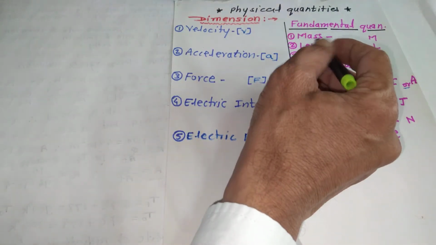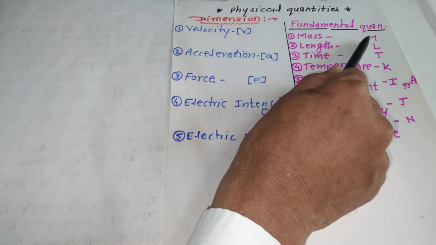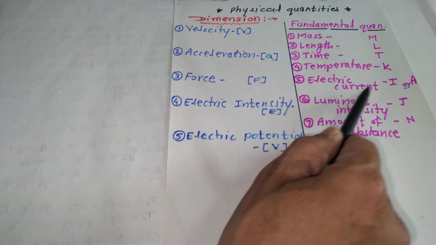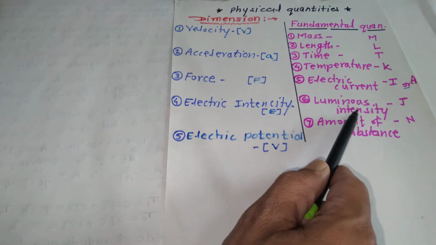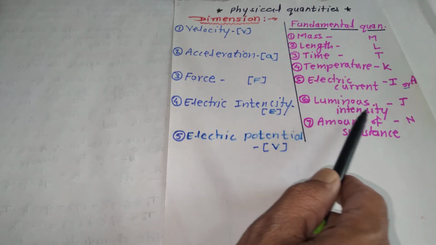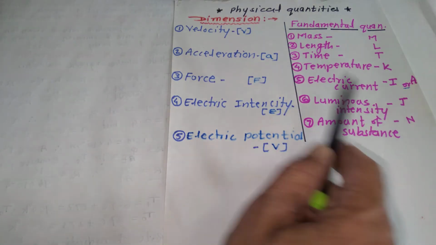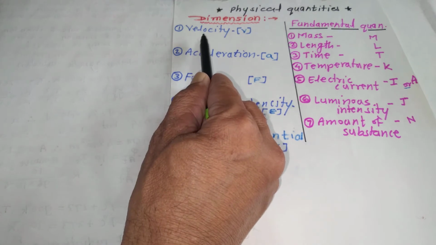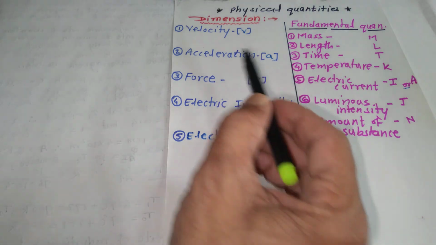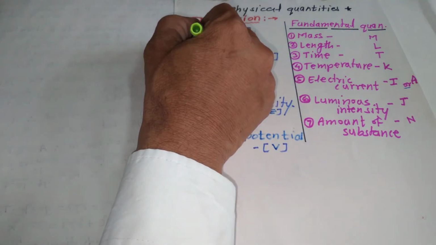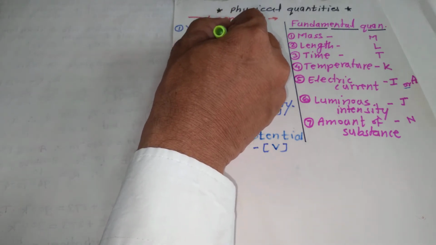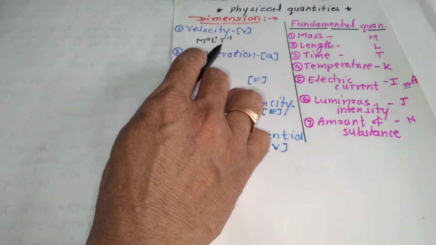Fundamental quantities are actually written in terms of their initial letter: capital M for mass, L for length, time T, temperature K, electric current I, or you may say capital A, luminous intensity J, amount of substance. The dimension of velocity, which depends upon these fundamental quantities or basic quantities, or you may say basic units, can be written just like this: M raised to 0, L raised to 1, T raised to minus 1. This is the dimension of velocity.